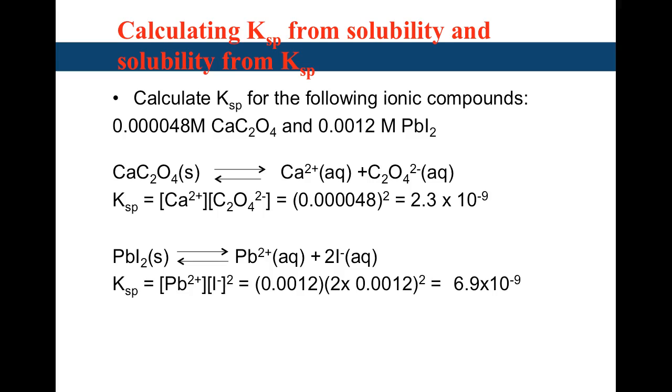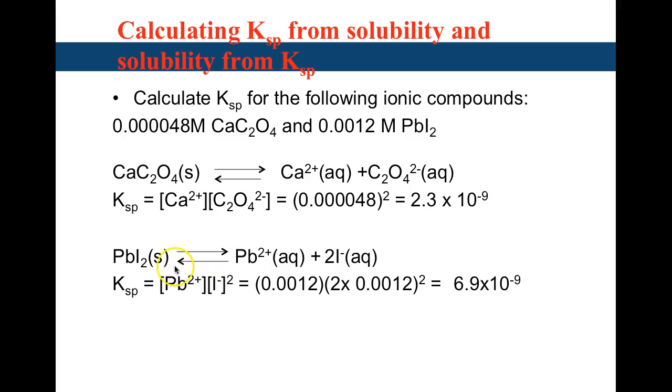Okay, now you're asked to calculate the Ksp once you're given the concentrations. So write down the Ksp expression, that's Ca2 plus times C2O4 2 negative, and then plug in the numbers. So if you have one of this, you're going to get one of this and one of that. If you have 0.00048 of this, you're going to get 0.00048 of that. So 0.00048 squared. So the Ksp is 2.3 times 10 to the negative 9.